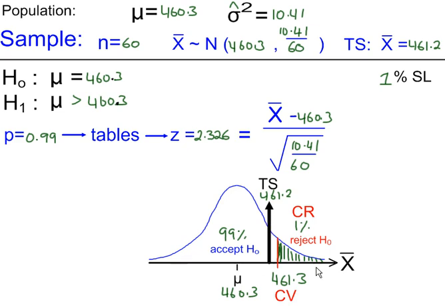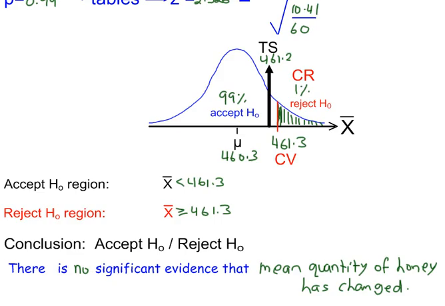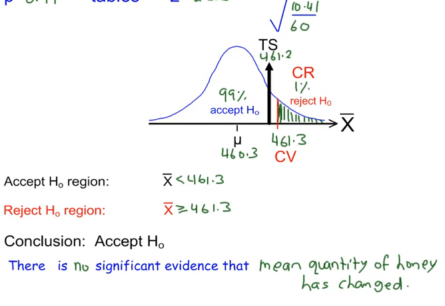So on the number line here, 461.2 is in between these two values, so our conclusion is to accept H0. So we have our acceptance region on this side, and we have our rejection region on this side. So our conclusion, accept H0: there is no significant evidence that the mean quantity of honey has changed. Accepting H0 leads to type 2 errors.